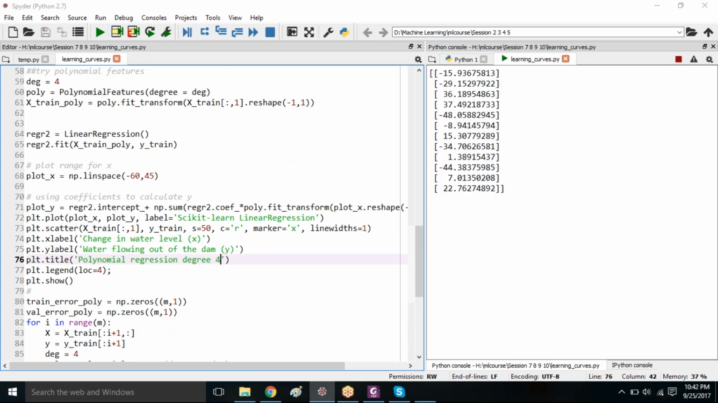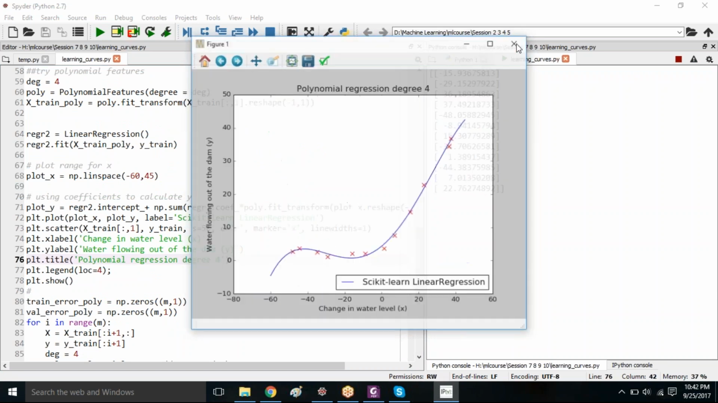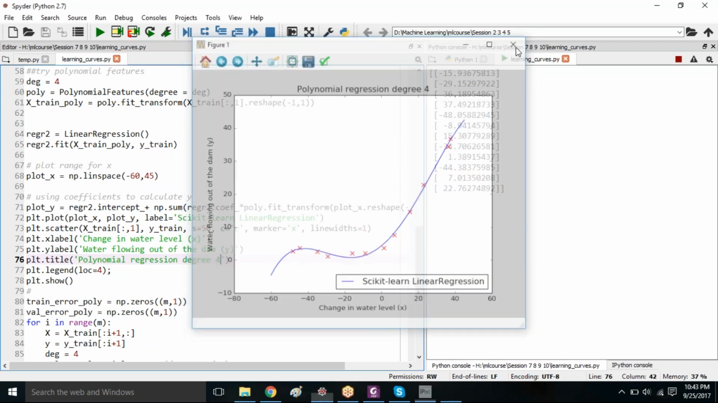So let's say, how is degree 4 behaving? See, degree 4 has even more curve, right? It has two curves, and it is now fitting the training data even better. I mean, it couldn't pass through this data point because of the degree 4 nature, but whatever it could have passed through, it has passed through.